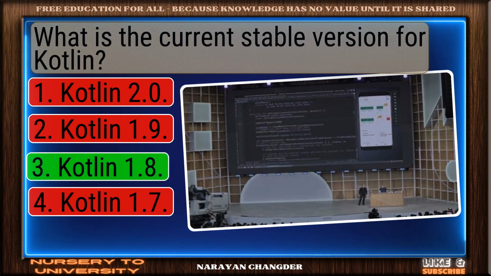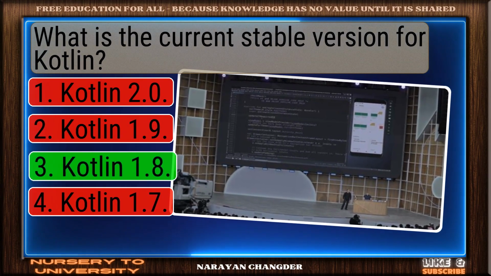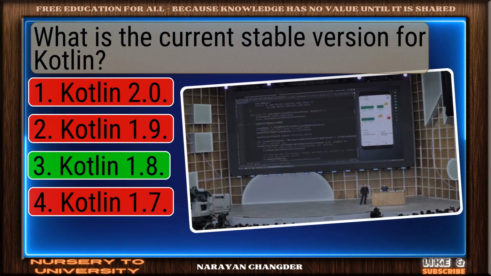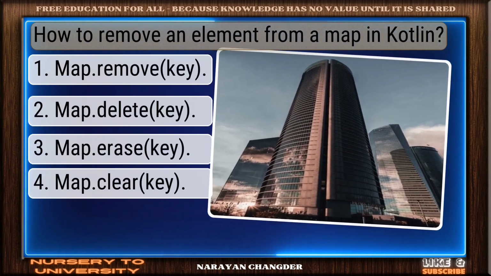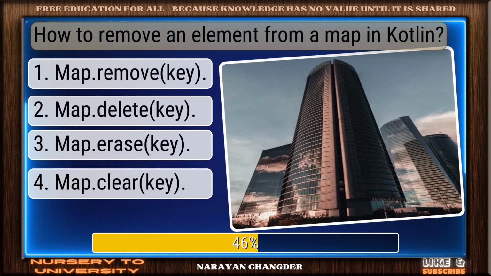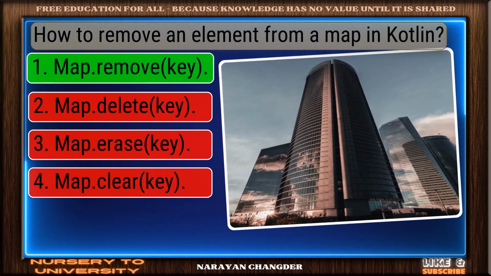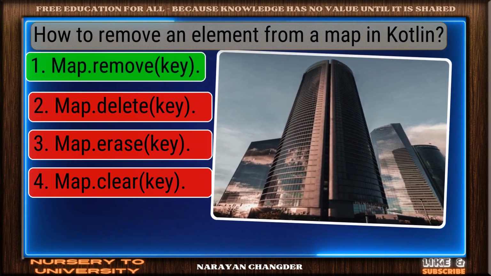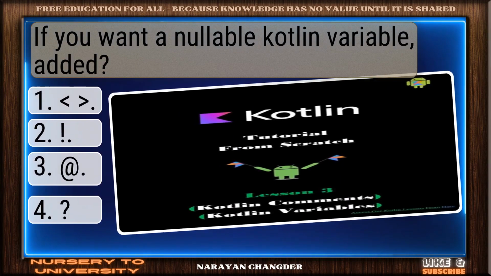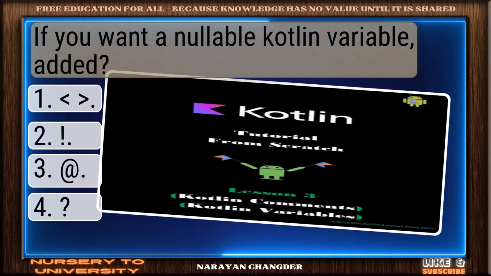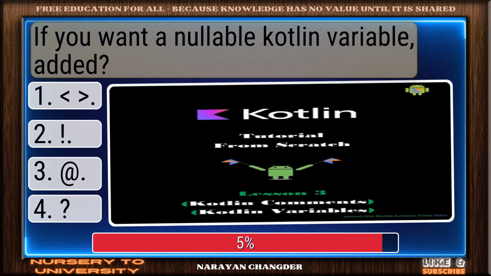Clear logic. Your choice Kotlin 1.8 is sound and 100% true. Question number 48. How to remove an element from a map in Kotlin? Exactly. Map.remove makes sense and it is the right choice. Question number 49. If you want a nullable Kotlin variable, add.